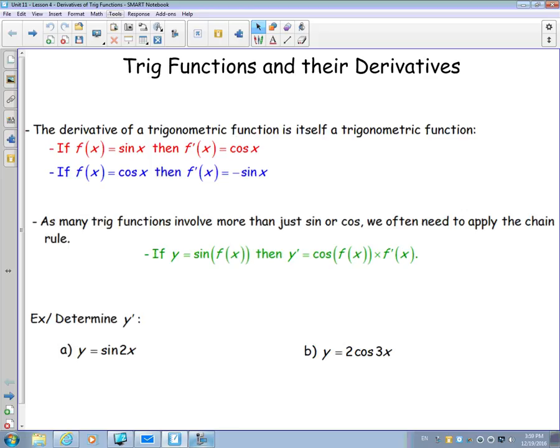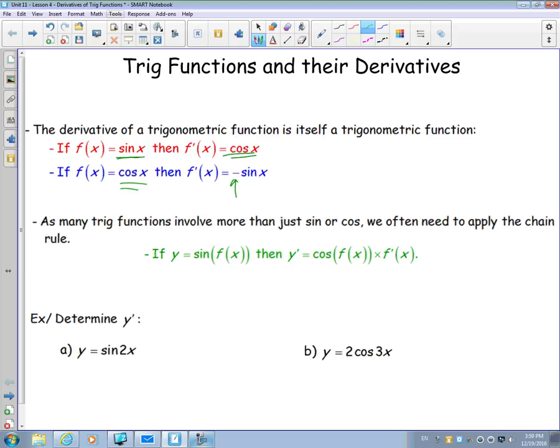If you have a function with sine in it, the derivative of sine is cos. And similarly, if you have a function with cos in it, the derivative is sine, except for here, be careful, it's the negative of sine. Okay, so lots of things involving sine and cos.